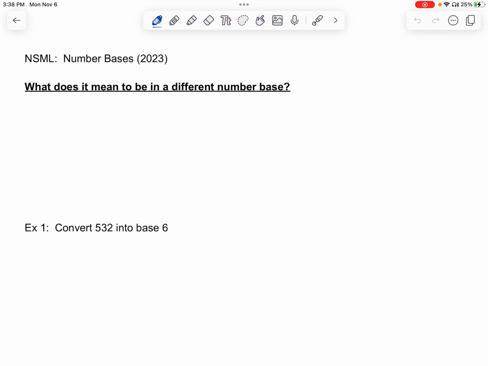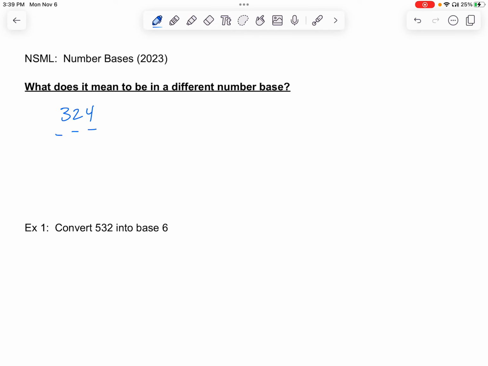Today we're going to talk about number bases and how to work within number bases for our math team contest. So our default number system is base 10. If I were to give you the number 324 in base 10, what we are essentially saying is that each place is a power of 10.